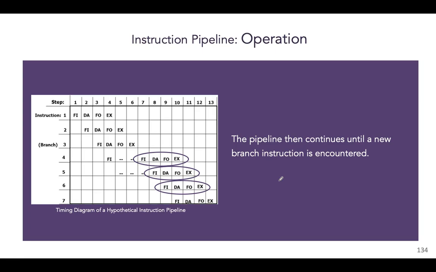And again, if you encounter a new branch instruction, you have to repeat the same steps. You have to wait until the execution, and then you have to figure out whether or not you're taking the branch. And depending on that decision, you either empty out the pipeline and bring in a new instruction, or you just start with whatever was fetched earlier. So this is, very simply, how an instruction pipeline works.